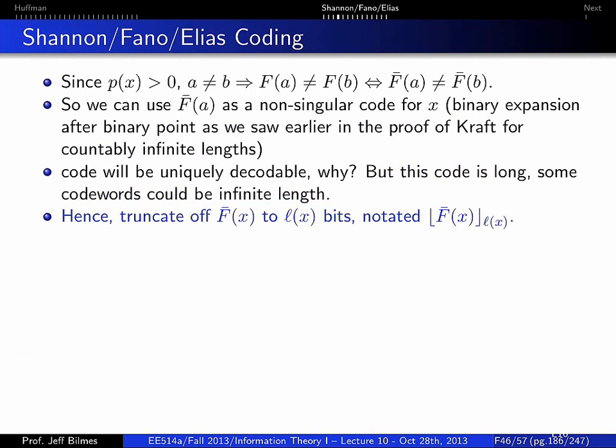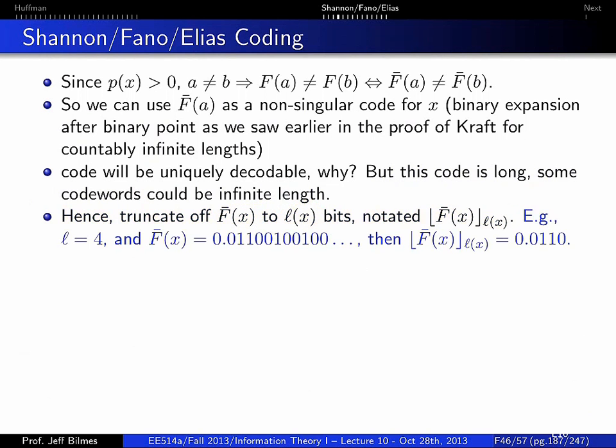What we do then, in order to make it a non-infinite length, is we truncate f bar to L of x bits. And we notate this in this way. It's sort of like the floor notation, but truncated to L of x bits after the binary point, and I'll explain what that means. So let's, for example, say that L is equal to 4, and let's say that f bar of x happened to be this very, very long binary expansion, and let's say it goes on forever. If we truncate it to 4 bits, then we just get 0.0110. So there are 4 bits after the binary point here. Okay.